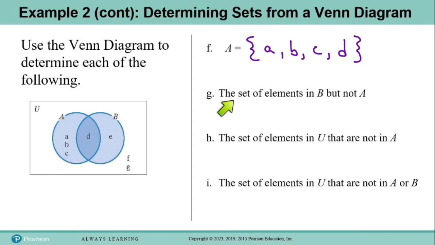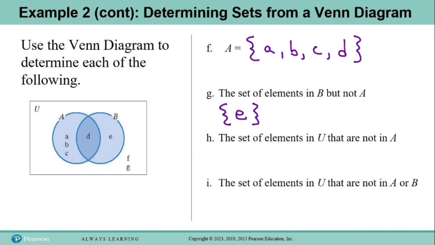In part G, it says list the set of elements in B, but not in A. So set B only contains 2 elements. One of them is also in set A. So in part G, the set of elements in B, but not A, would be the set containing E.